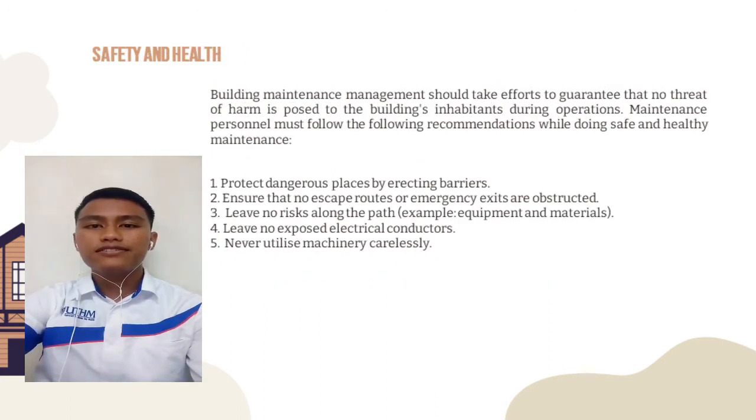The next part is safety and health. Building maintenance management should make an effort to guarantee there is no threat of harm exposed to the building inhabitants during operation. Maintenance personnel must follow the following recommendations while doing safety and health maintenance. First is to protect dangerous places by erecting barriers. Second is to ensure that no escape routes or emergency exits are obstructed. Third is to leave no risk along the path, for example, equipment and material. Fourth is to leave no exposed electrical conductors. And lastly is to never utilize machinery carelessly.